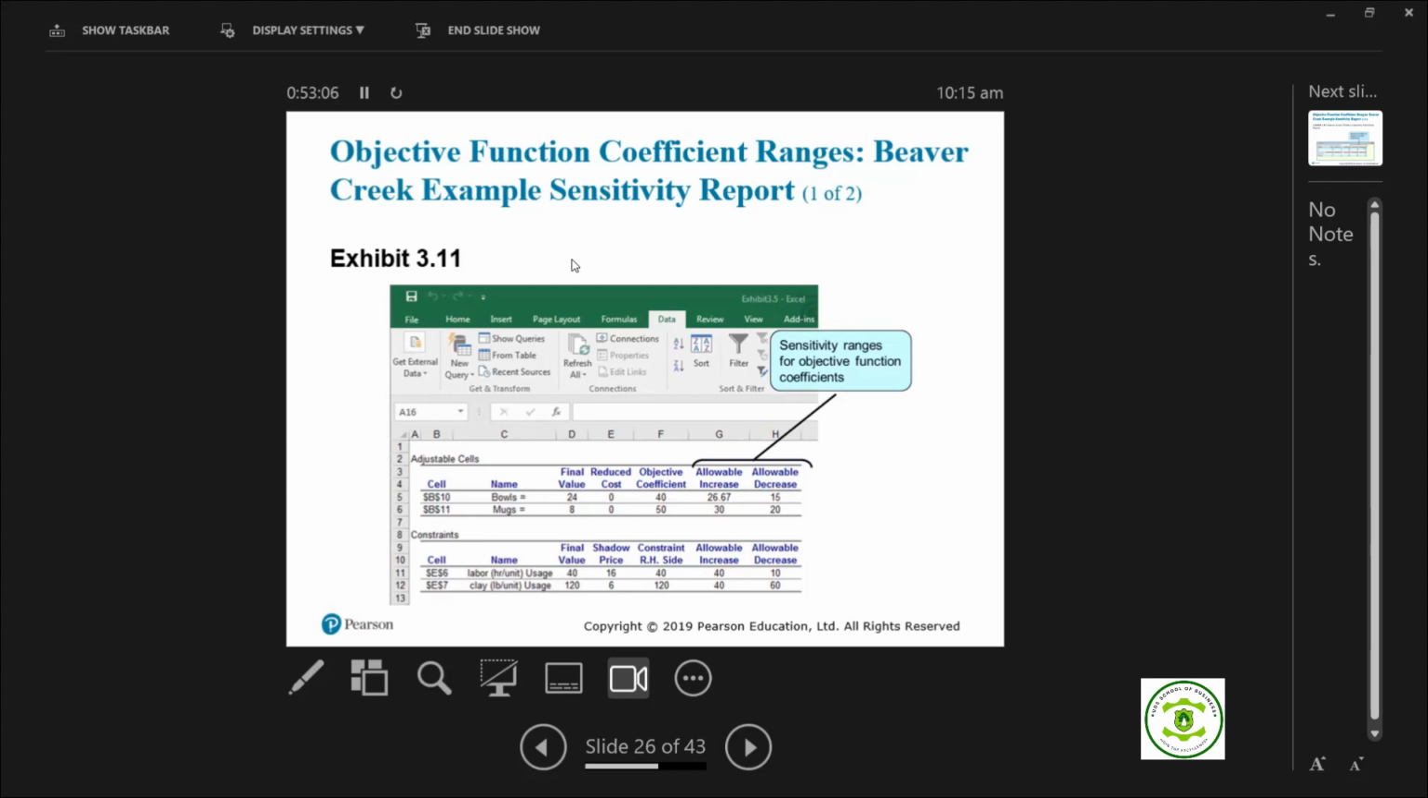And these are the coefficients of what? The objective function. If you remember, Z is equal to what? 40x1 plus what? 50x2. Okay. So this is a 40, this is a 50. And the final value, that is the solution. These are the optimal levels of bulls and mugs that we should produce in order to attain the maximum profit of 1,630.